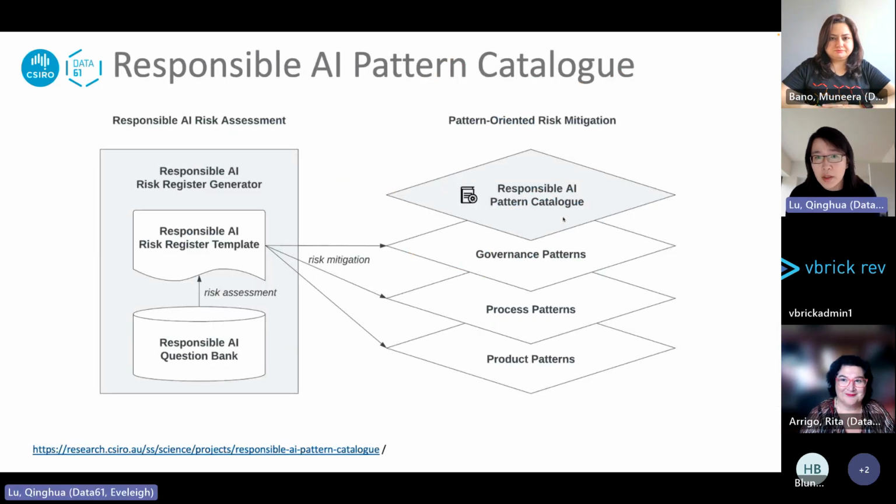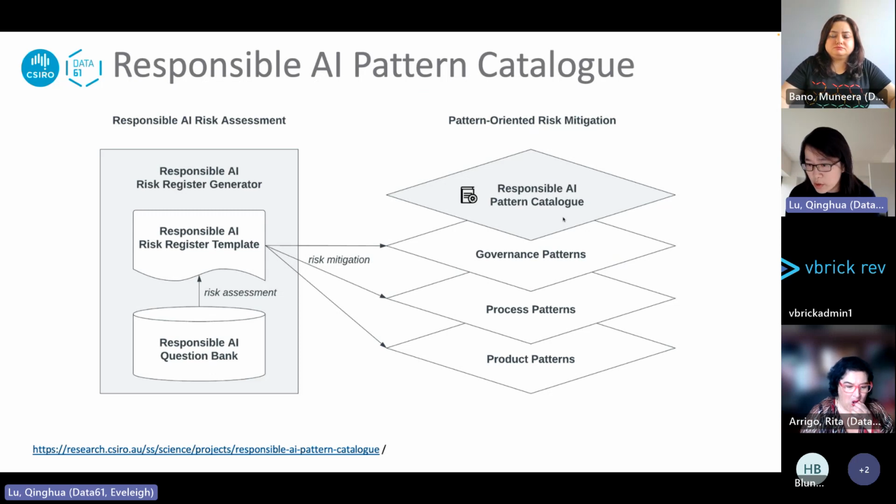And to mitigate risk, we propose a pattern-oriented approach. So we have collected more than 60 patterns as reusable solutions to help manage AI risk. We classify those patterns into 3 groups. The first group is called multi-level governance patterns. It can help practitioners make sure their project management process or development process are compliant with standards and regulations. The second group is called development process patterns.